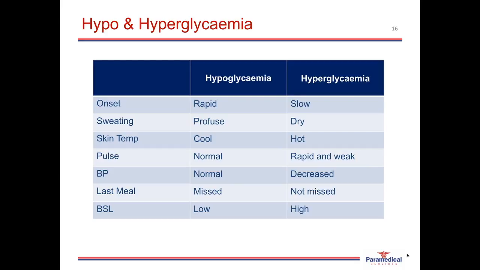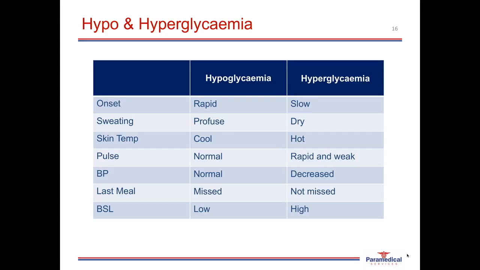Whereas in hyperglycemia, the patient's dehydrated, so they would have dry skin. Skin temperature, in hypoglycemia, the patient's going to feel cool to the touch due to the profuse sweating, whereas in hyperglycemia, they're dry and hot. Pulses may be normal in hypoglycemia, but rapid and weak in hyperglycemia. Blood pressures may be normal in hypoglycemia and decreased in hyperglycemia, if you think about the dehydration that's happening.